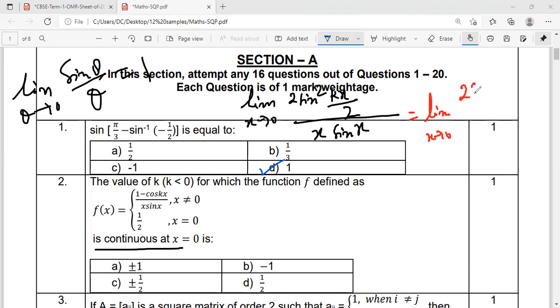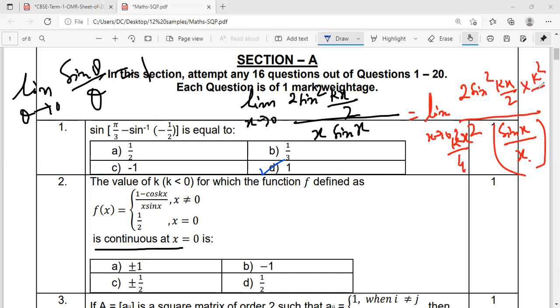2 sine square kx by 2 divided by sine x. I have sine x and I have x. I should write sine x by x so that this thing becomes 1. And this is x. So write x into x because you divided by x multiplied by x. Now this is already sine theta by theta. This can also be changed into sine theta by theta if we multiply up and down by k square by 4, and up also k square by 4, this thing also becomes sine theta by theta.